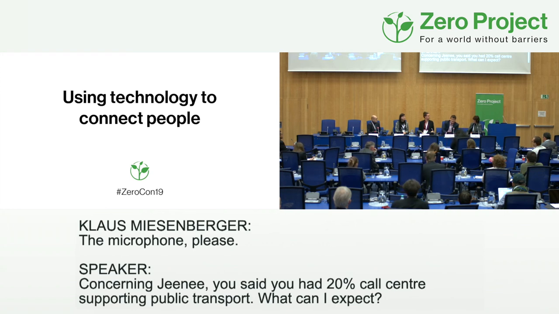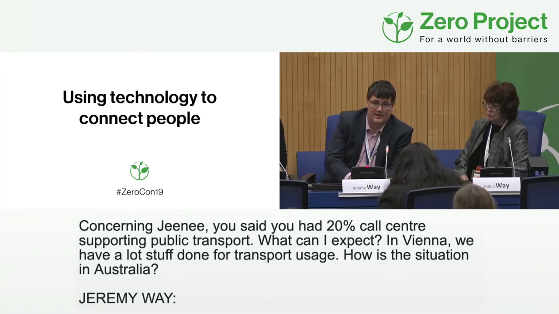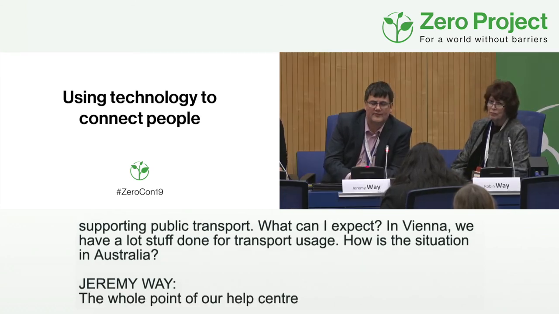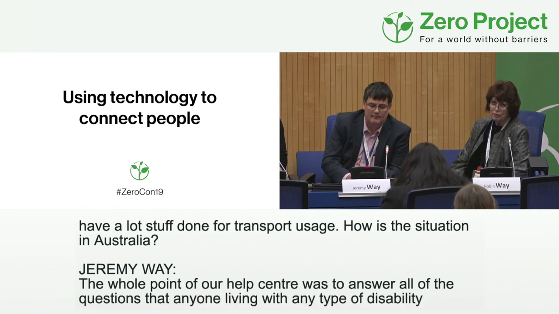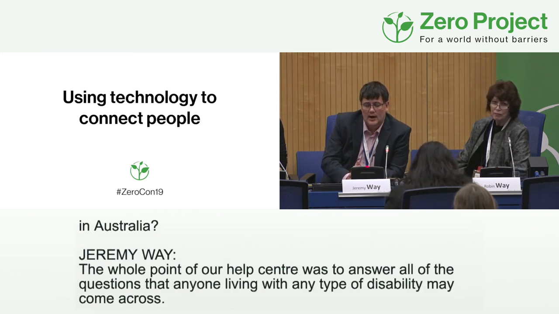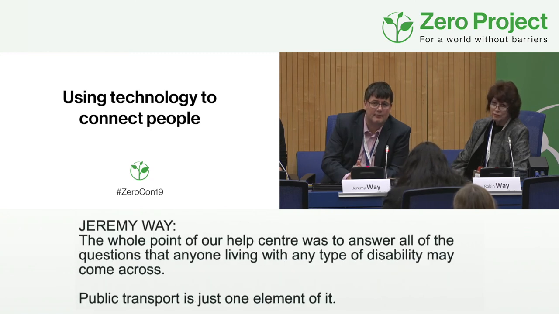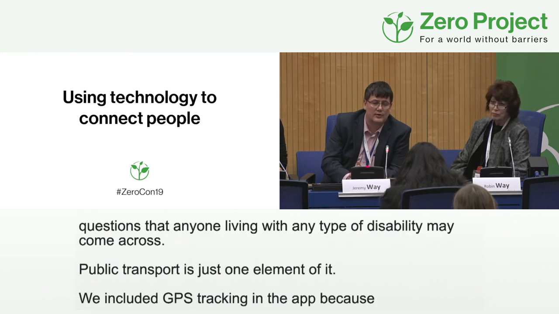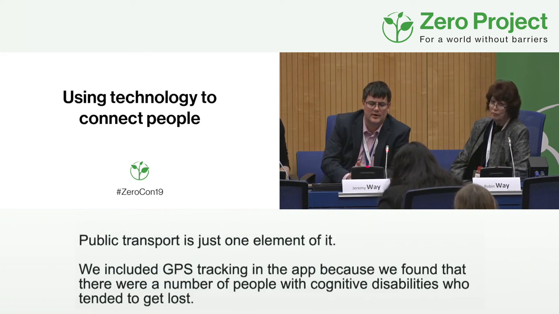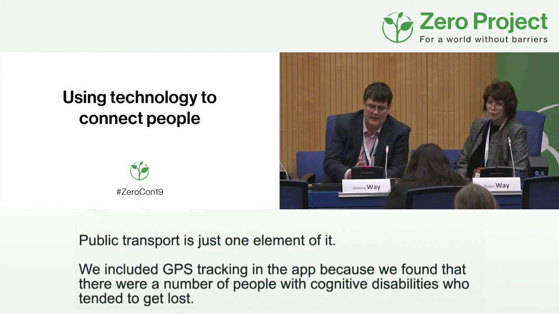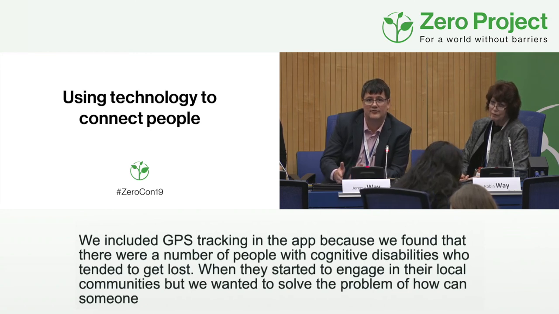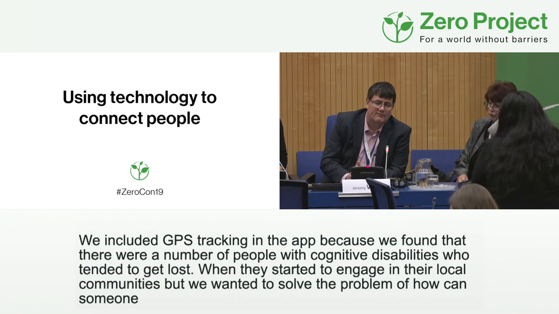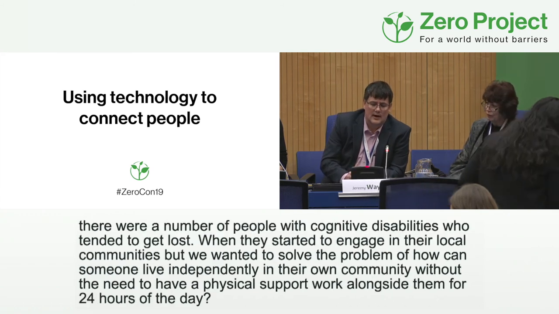Okay, so the whole point of our help centre was to answer all of the questions that anyone living with any type of disability may come across. Public transport is just one element of it. We included GPS tracking in the app because we found that a number of people with cognitive disabilities tended to get lost when they started to engage in their local communities. We wanted to solve the problem of how someone can live independently in their own community without needing a physical support worker alongside them 24 hours of the day.